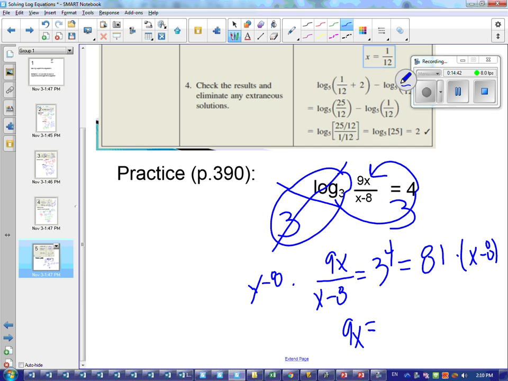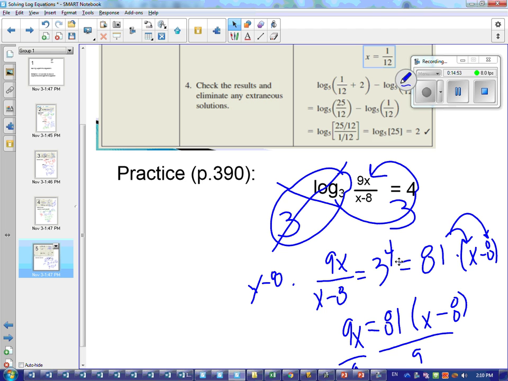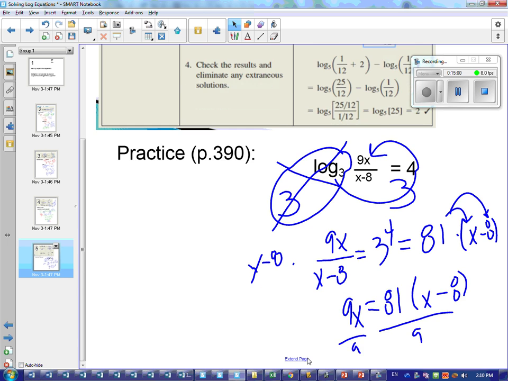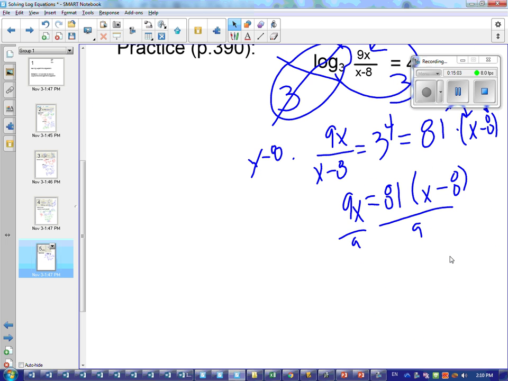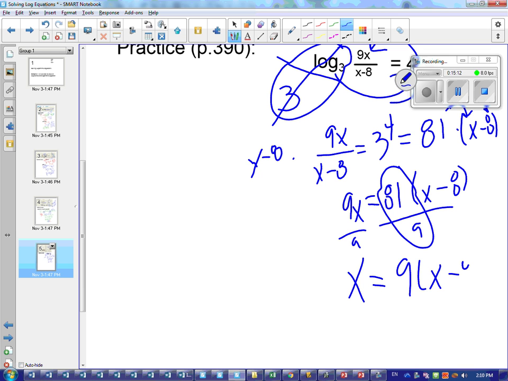So 9x equals, actually I'm not going to distribute because I don't want to multiply 81 times 8. I can divide both sides by 9. And I see, kind of convenient, I can just do 81 divided by 9, save myself some intense distributing. So x equals 9 times x minus 8. You see the GCF of 9 there? So now I can distribute.